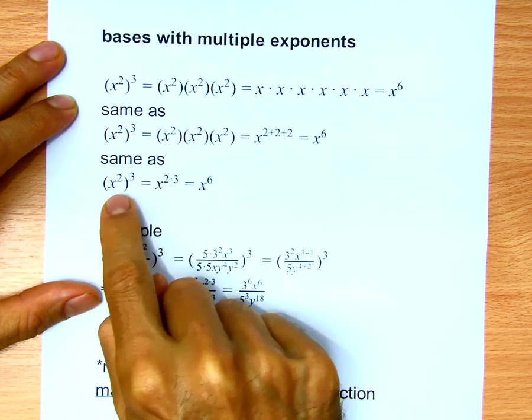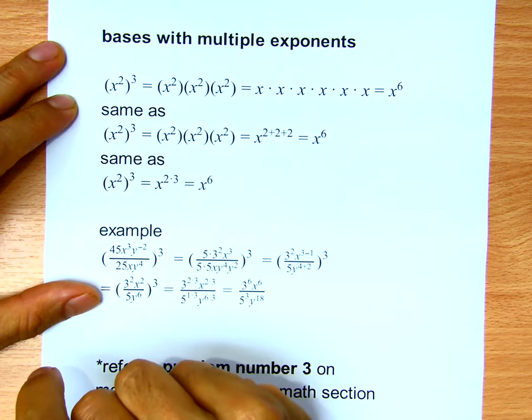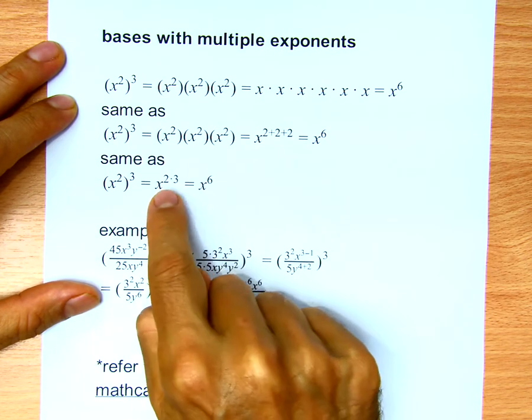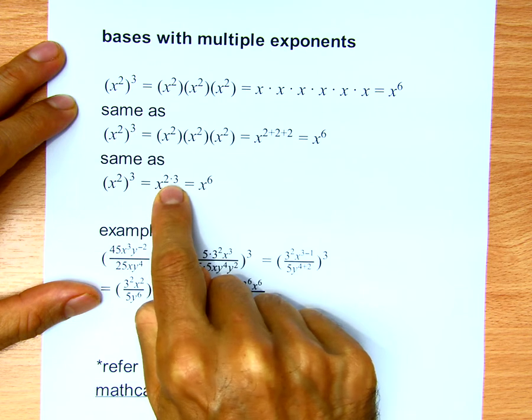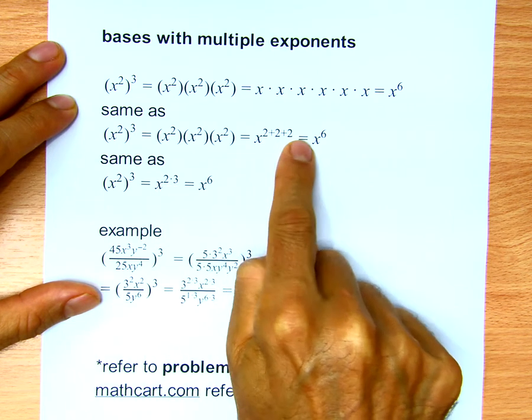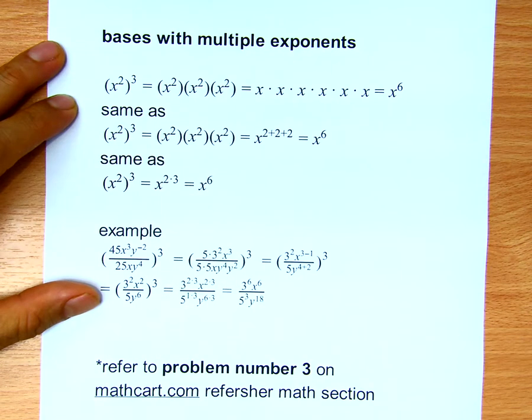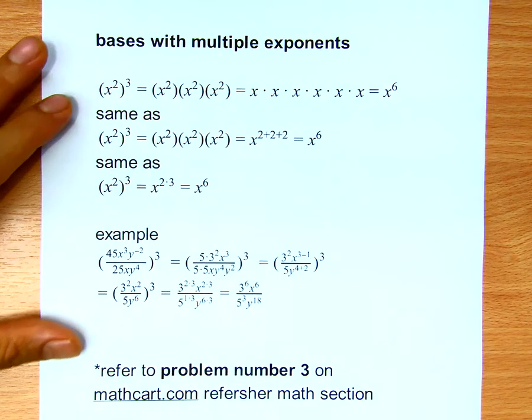And in the third line, this would be the quickest way to do the same thing. Because in the end, adding 2 plus 2 plus 2, a quicker way of doing that is just to simply multiply 2 times 3. There are 3 twos, so that's the same as 2 times 3. And that also comes to x power 6.